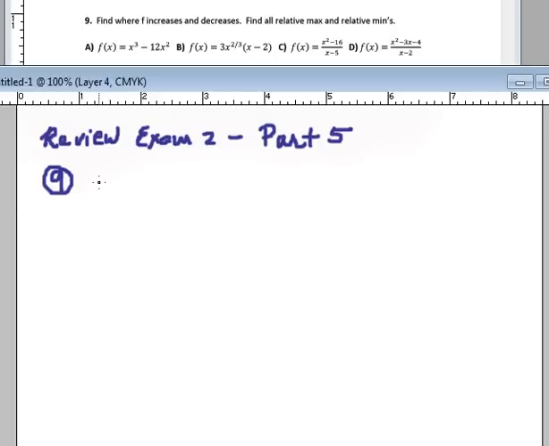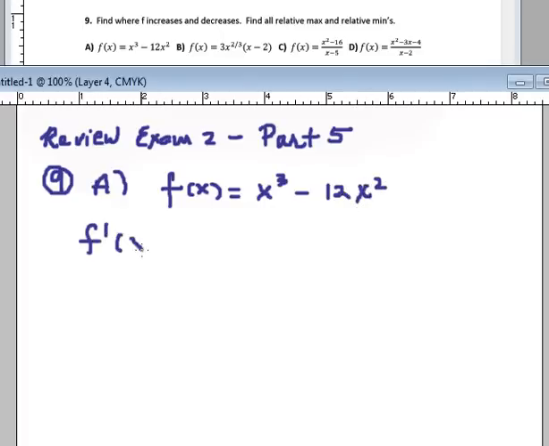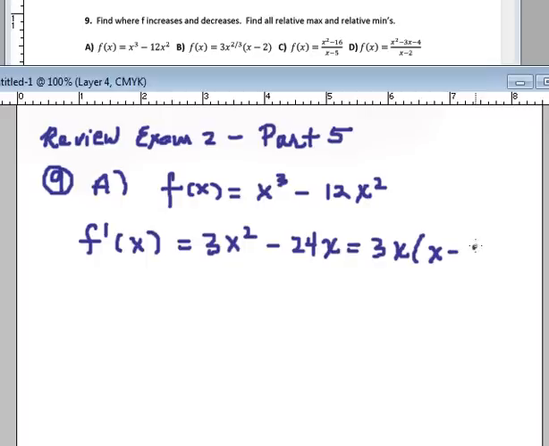Okay, so let's start with f of x is equal to x cubed minus 12x squared. And we start by taking the derivative. Alright, so that's 3x squared minus 24x. And let's factor that. Let's pull out a 3x. And we have 3x times x minus 8.